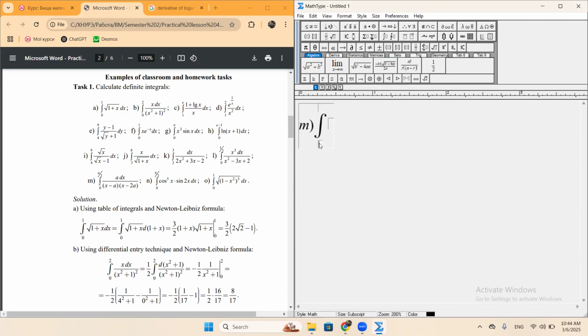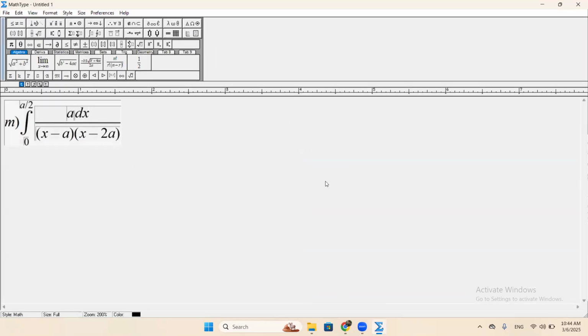So the integral from 0 to a over 2, dx over the expression in a. Here a is just a real number. We don't know what the number is, we don't know whether it is positive or negative. It doesn't matter to us. So using the undetermined coefficients method.